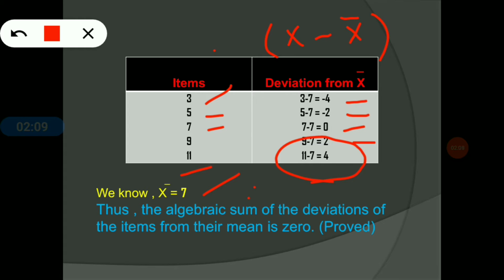So, now we have to calculate the sum of the deviated values. So, summation x minus x bar. We have already proved that summation x minus x bar is absolutely 0 always. So, now we can see minus 4 plus 4 cancel out, minus 2 plus 2 cancel out. So, summation x minus x bar is equal to 0, and it is proved numerically also. So, now going to the next property.